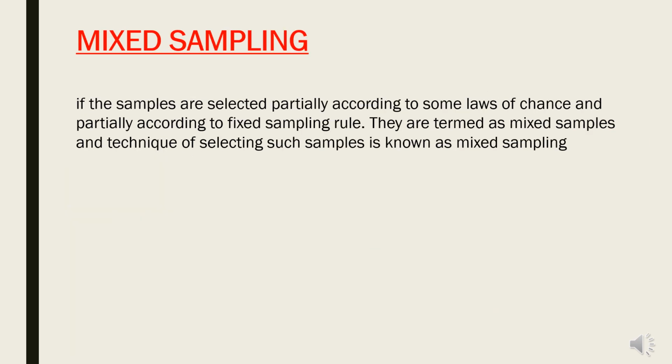Mixed sampling. If the samples are selected partially according to some laws of chance and partially according to a fixed sampling rule, they are termed as mixed samples, and the technique of selecting such a sample is known as mixed sampling.